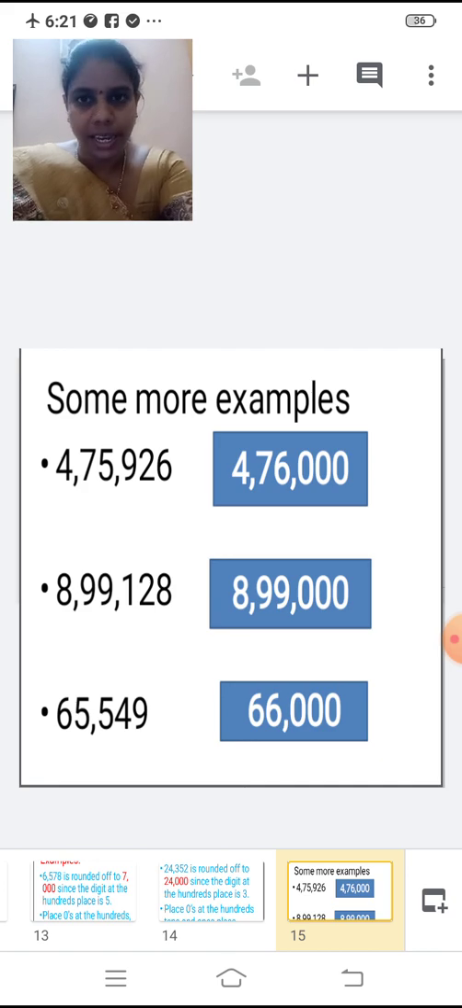8,99,128. Round off this number to the nearest thousand. See the digit at the hundreds place. What digit we are having? 1. So it is less than 4. If it is 4 or less than 4, place zeros at the ones, tens and hundreds place. And the thousands place will remain as it is. So 0, 0, 0. Thousands place what digit we are having? 9. That will not change, right? So 9. Ten-thousands place again 9. Lakhs place 8.